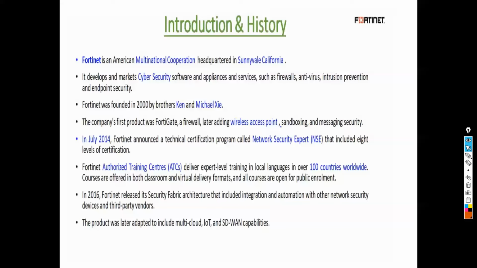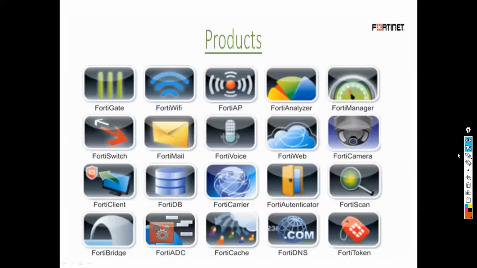Now, let's talk about some history of Fortinet. Fortinet was founded in 2000 by two brothers, Ken and Michael. The company's first product was the FortiGate Firewall, but now we have multiple Fortinet products. See, these are the Fortinet product devices. Like Cisco, we have the FortiGate Firewall here in Fortinet, FortiWi-Fi, FortiAP, FortiAnalyzer, FortiManager, FortiSwitch, FortiCamera. Multiple Fortinet products we have in the market.